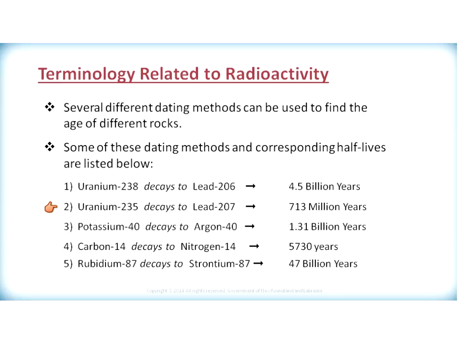Example number 2, uranium-235 will decay to form lead-207. When this radioactive isotope decays, it takes 713 million years for a half-life to occur.